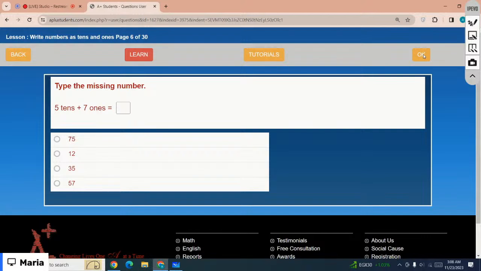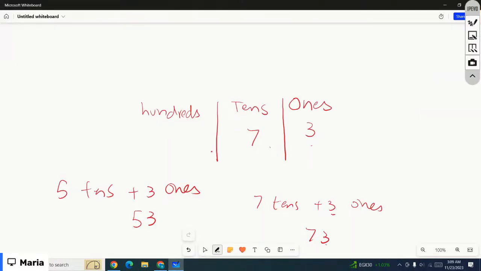5 tens and 7 ones. That means the last digit is 7 and before 7 you have 5, so that is 57. No, not 75. Just listen to me carefully. Keep this place value chart in your mind. The rightmost digit is always the ones digit. Then you have tens and then you have hundreds, right? So you are given 7 tens and 5 ones. So together they make the digit 75, not 57.